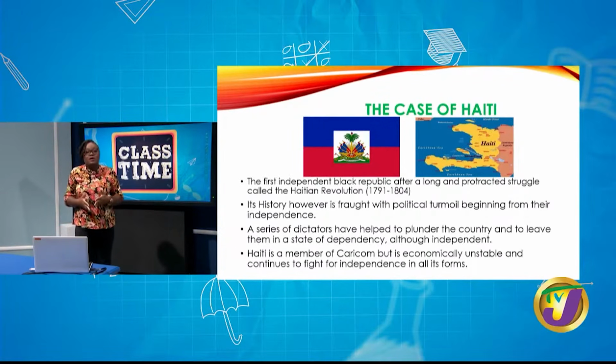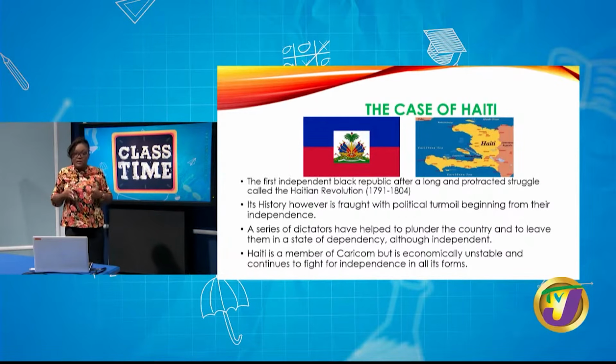It is not able to stand on its own. And some of this has to do with what happened after the revolution. They were asked to do so many things, pay back a lot of money to France, 100 million francs. They were cut off from the rest of the world. And in a sense, they have not really recovered from that. Not to mention the series of political plunderers who have taken all that it has, including its natural resources. So Haiti is, in fact, an independent state, but it is a struggling independent state.